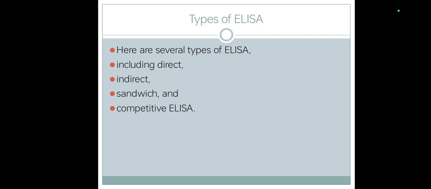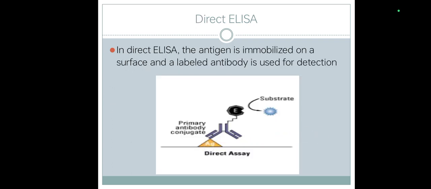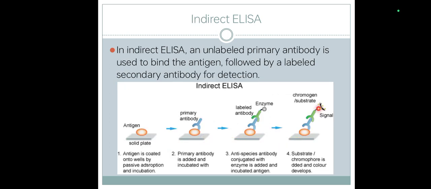Here are the types of ELISA: direct ELISA, indirect ELISA, sandwich ELISA, and competitive ELISA. Direct ELISA, the antigen is immobilized on a surface and labeled antibody is used for detection. Antigen is already present. A labeled antibody is used to detect the presence of the antigen. Indirect ELISA, an unlabeled primary antibody is used to bind the antigen, followed by labeled secondary antibodies for detection. Two antibodies are used in indirect ELISA.